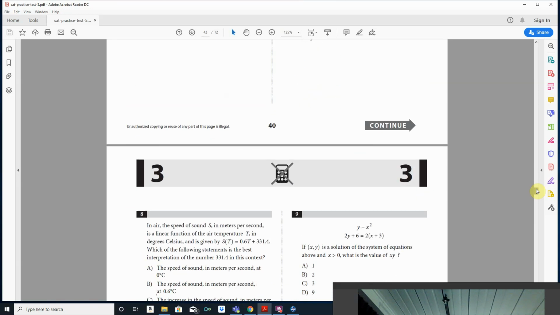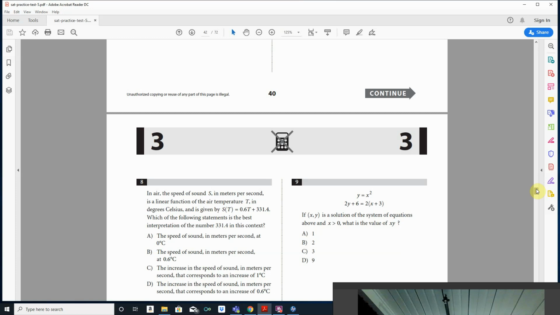down to 8. In the air, the speed of sound, S in meters per second, is a linear function of the air temperature, T in Celsius, and is given by S of T equals 0.6T plus 331.4. Okay, so 331.4 is going to be some kind of constant. It'd have to be the speed of sound in meters per second at 0 degrees Celsius. It's not going to be 1 degree. So, yep, it's A.